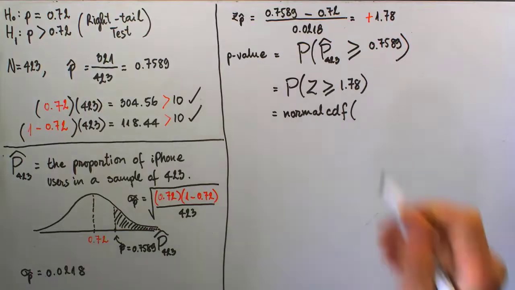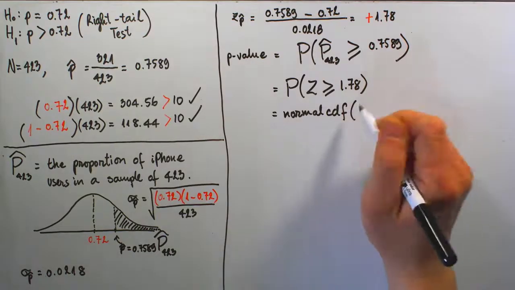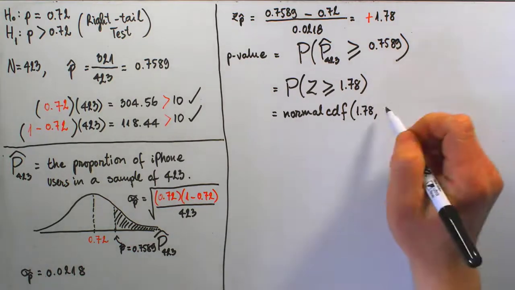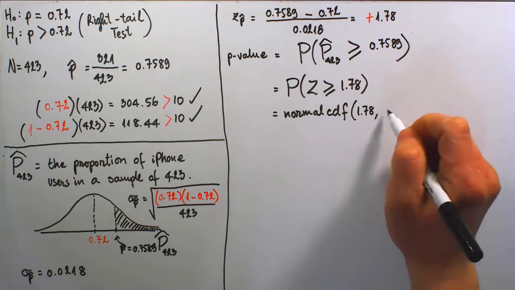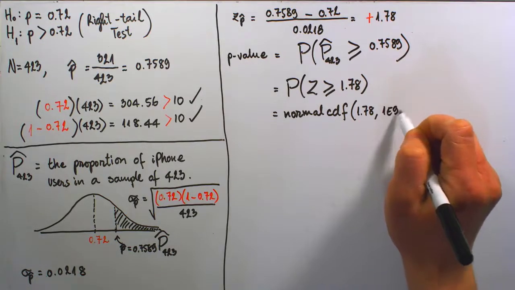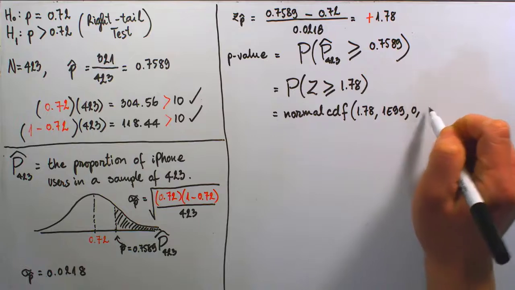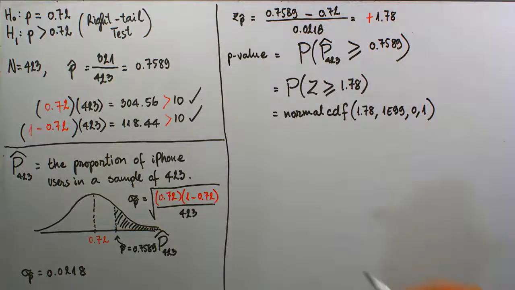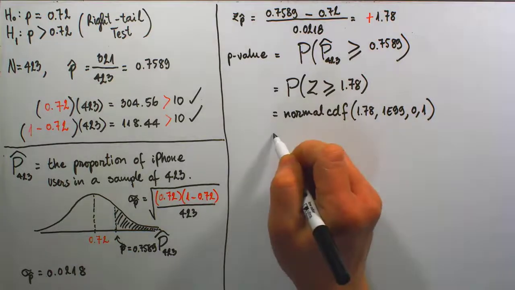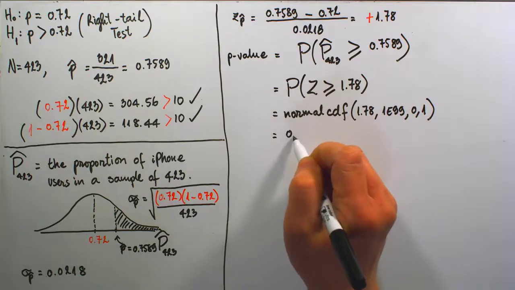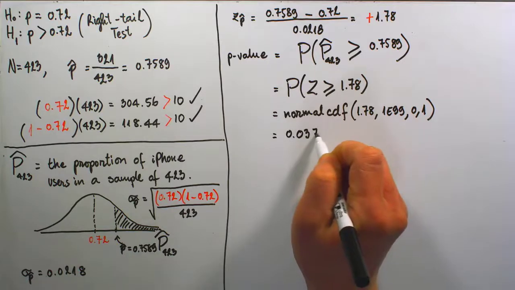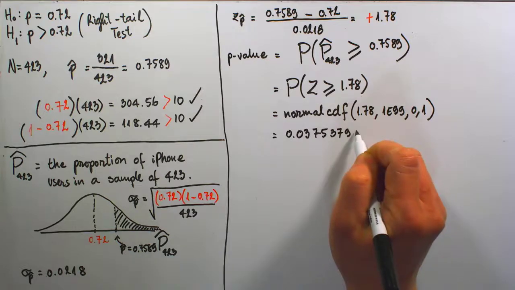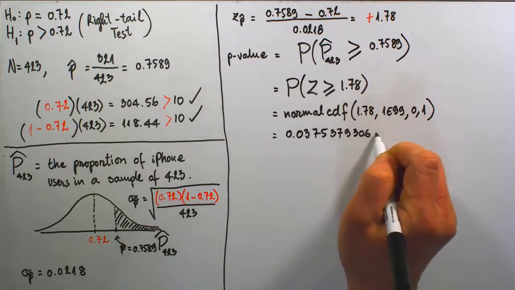So back on my writing board, to complete this command right here, low end is 1.78, upper end is 1E99, and we have a comma here, comma 0, comma 1. That completes our command. And so now running this, we came to that answer being 0.0375379306, and a lot longer.